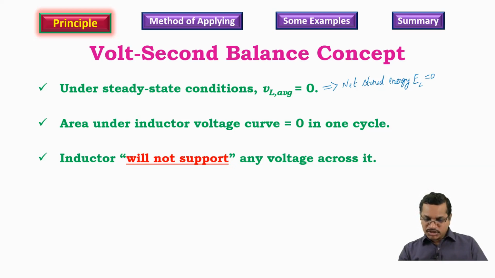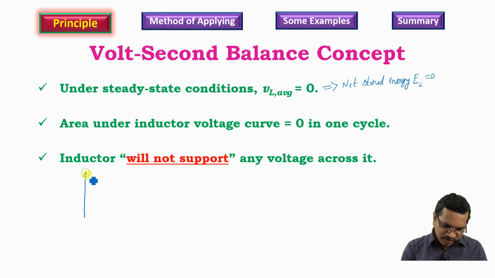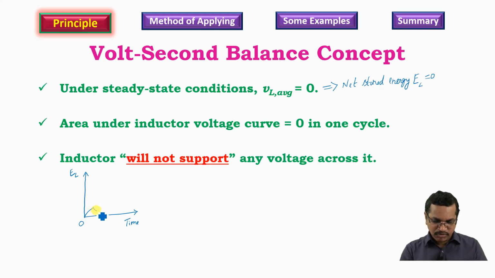Now, why should this happen? What is the physical significance of this? If at all there was some net stored energy in the inductor during one switching cycle, and if we try to plot it, this is a very rough plot, mainly for our understanding. Let's take a case where the energy is stored in one cycle and plot this over time. Initially the stored energy would have been 0, then the energy would have risen, and then it would have fallen as the switching cycle keeps on happening. This is one switching cycle, and this is the second switching cycle.